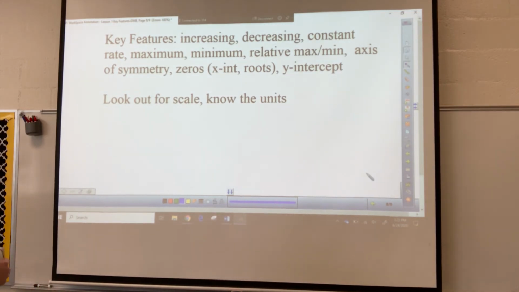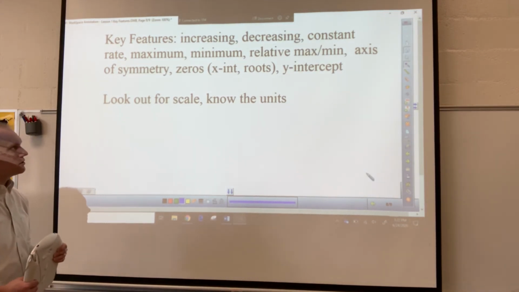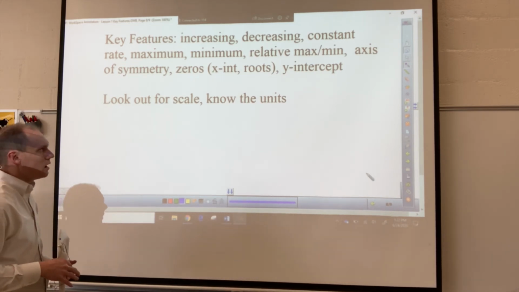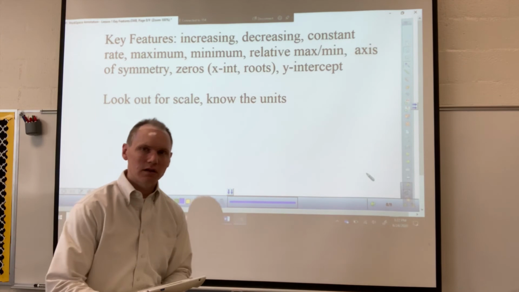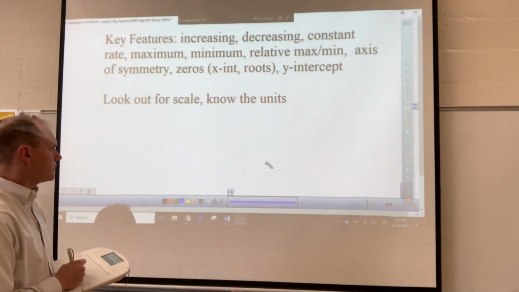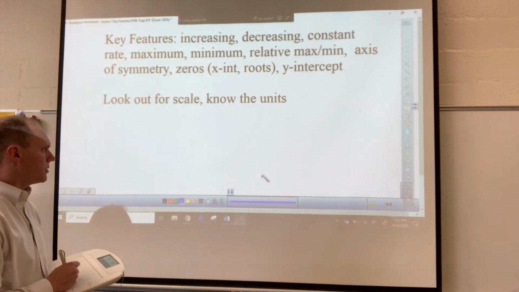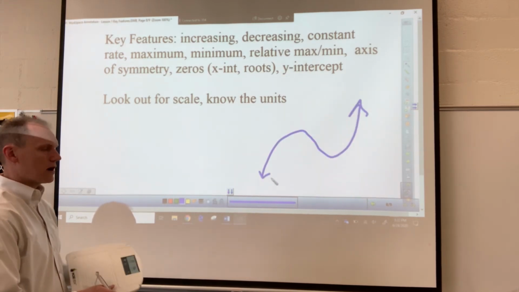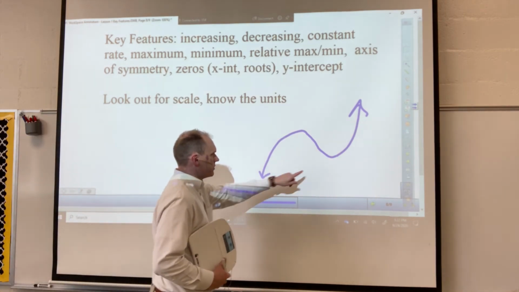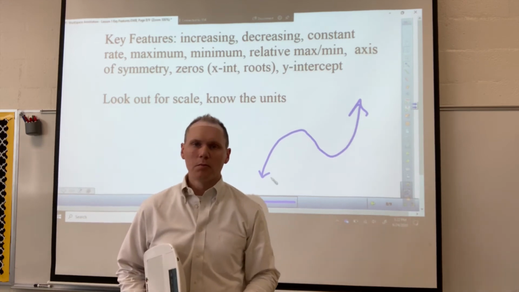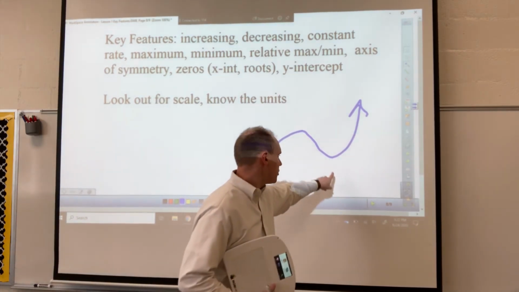All right, so some things we've talked about today: increasing, decreasing, constant rate. We've talked about maximum and minimum. Relative maxes and mins, let me make sure we understand that too. So let's say we've got a graph here, and I know that maybe you haven't seen a graph like this before, but let's just take this graph for example. This right here, you might think is a minimum, but it's not.